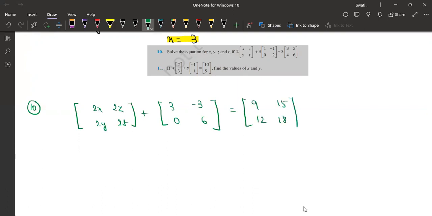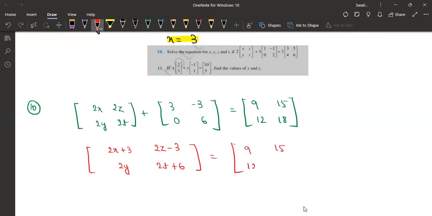Now, this is again same as the 9th question. You know how to add the matrices. This will become 2x plus 3. This is 2z minus 3, because plus into minus is minus. This is 2y plus 0, that is 2y only, and this is 2t plus 6. And this is going to be equal to 9, 15, 12, 18.